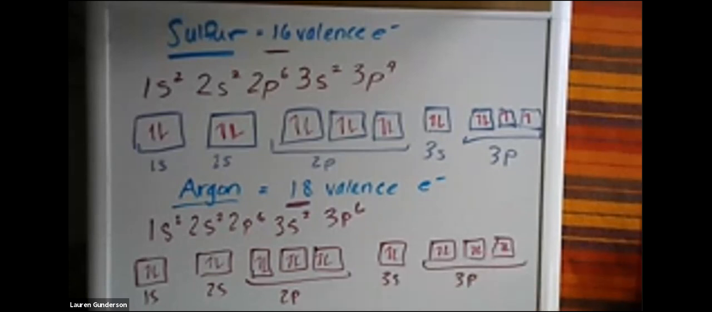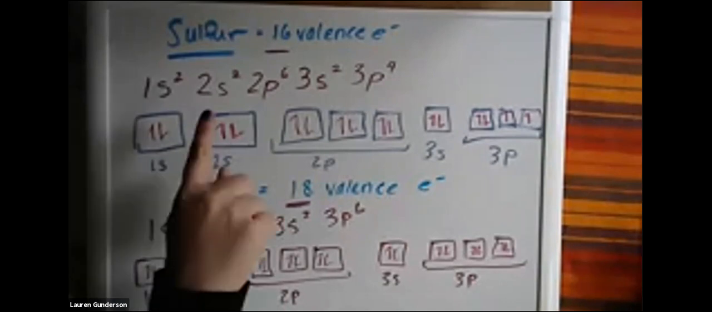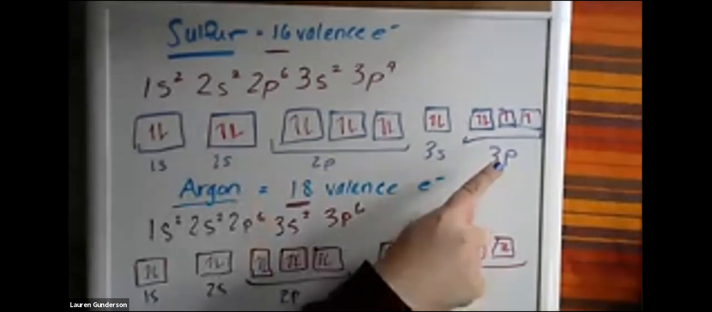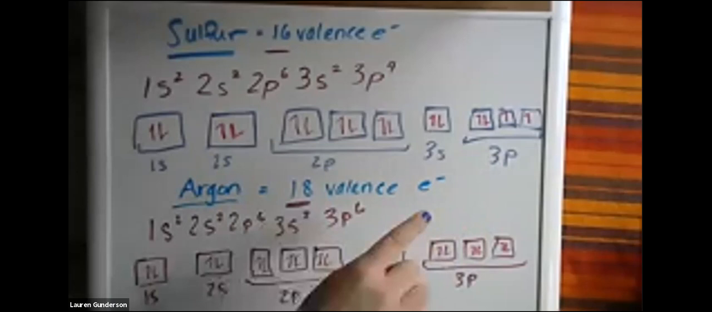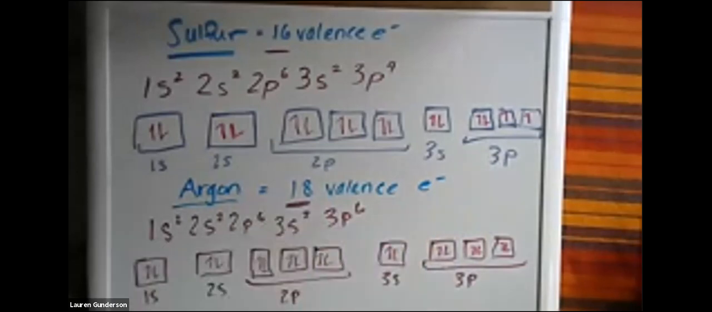So in my noble gas argon, I have no unpaired electrons. That's exactly as it should be. That is why our noble gases are so unreactive, because they have a full valence. Their outer level is completely paired up, so they don't want to have any kind of electron movement. With sulfur, you see that there's two unpaired electrons, so there's two spots for sulfur to accept electrons into those last two orbitals.